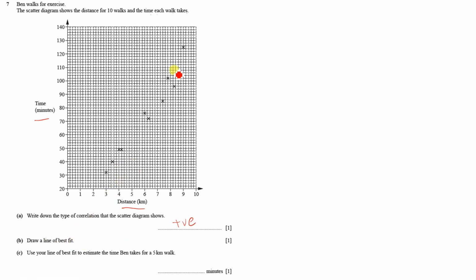Draw a line of best fit. So let's draw the line of best fit. So this is the line. Use your line of best fit to estimate the time Ben takes for a 5 kilometer walk. So from this you can see this is almost 60 minutes, that is 1 hour. 60 minutes.